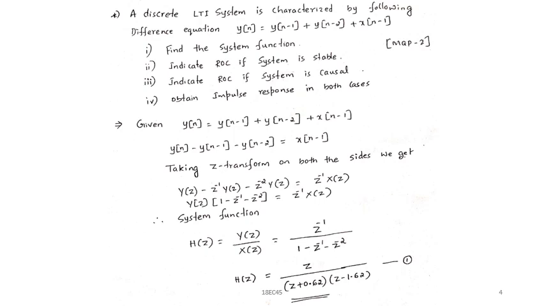So here I will write y(n) minus y(n-1) minus y(n-2) is equal to x(n-1). Taking the z transform on both sides, we get Y(z) minus z^-1 Y(z) minus z^-2 Y(z) is equal to z^-1 X(z). And here Y(z) times (1 minus z^-1 minus z^-2) is equal to z^-1 X(z). From this I will obtain the system function.